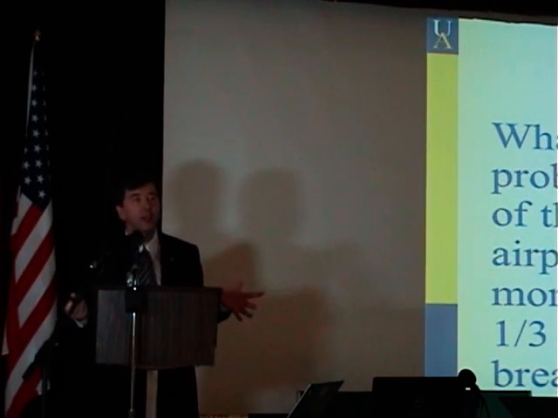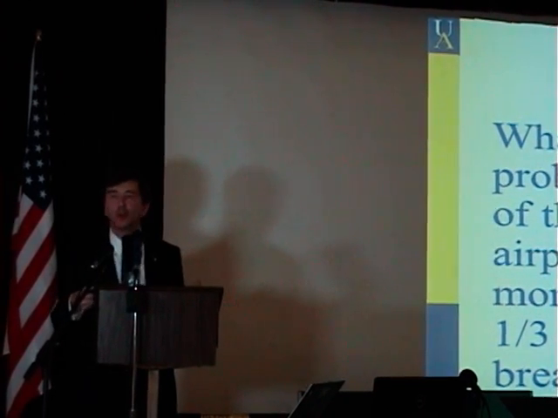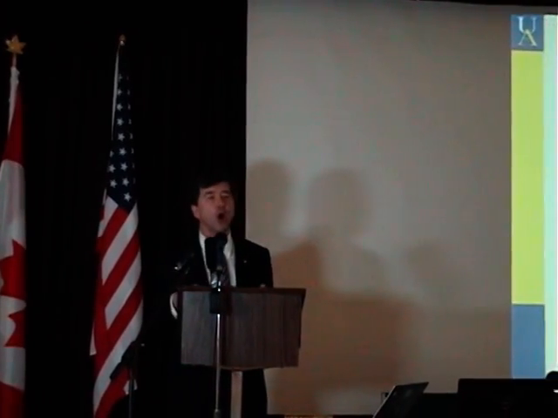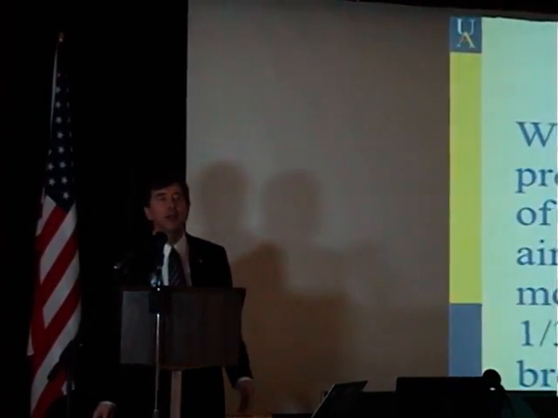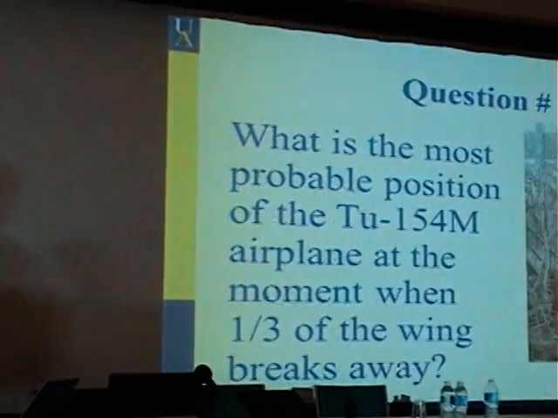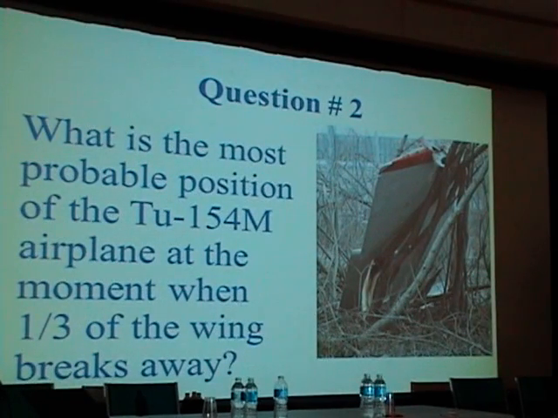Well, but this is not the end of the story. We know, because the satellite picture shows, that this particular wing piece, which is about 6 meters long, 1/3 of the span of the wing of this airplane, was found 111 meters from this verge. Well, so something broke this wing, right? Obviously, I cannot ignore this issue. So the second question is, what is the most probable position of the Tu-154M airplane at the moment when this 1/3 of the wing was broken, okay?